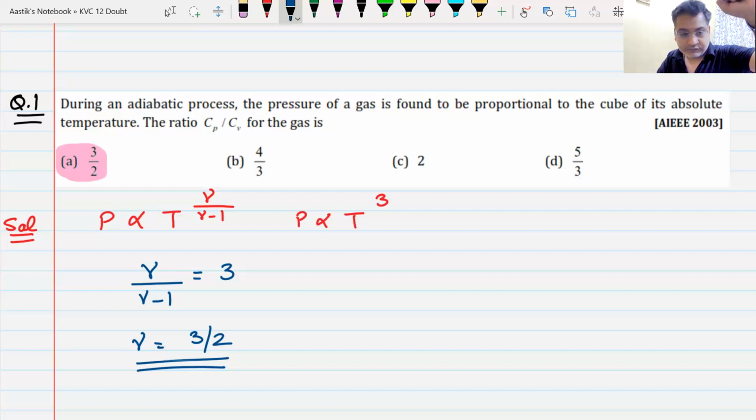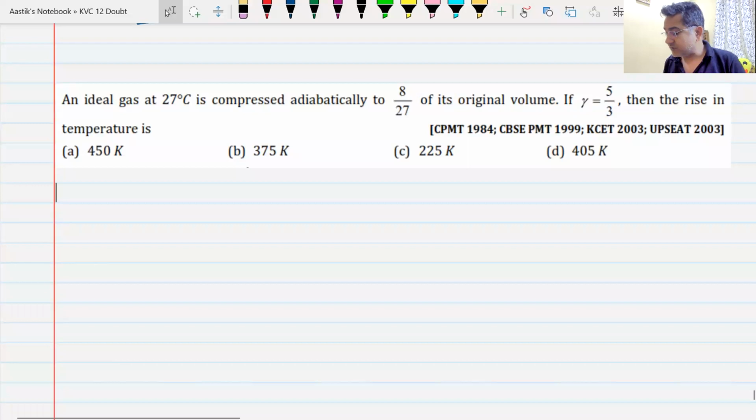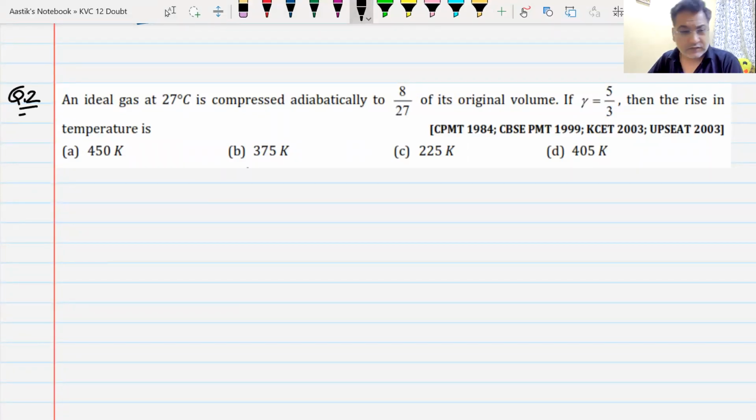Understood, sir. Next comes question number 2. This question can come in JEE Main as well as NEET. In Advanced, they might ask something else, maybe not this exact one.